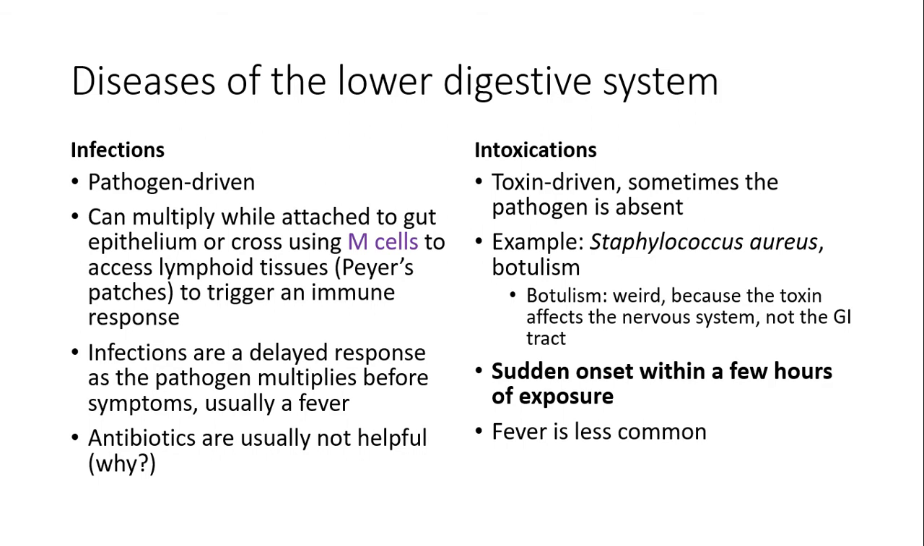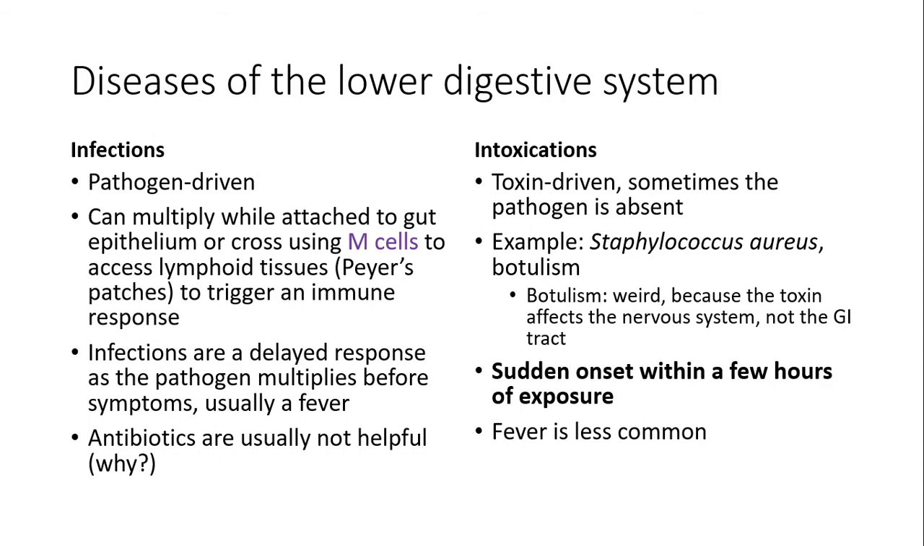Let's compare that with what's going on with an intoxication. Instead of being driven by the organism, this is illness driven by the presence of a toxin. And sometimes the pathogen is not even present. So examples of this would include Staph aureus food poisoning and botulism. Botulism is a super weird one. Because the toxin doesn't just affect the GI tract. In fact, it really doesn't at all. It moves into the nervous system. The GI system is just its point of entry.